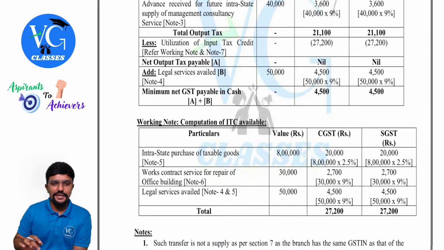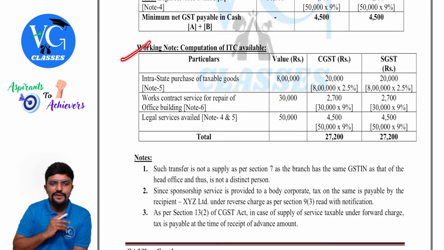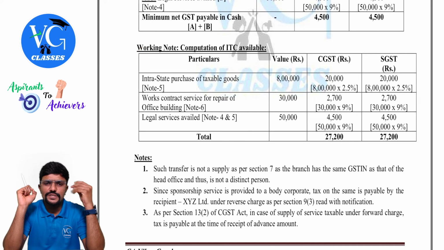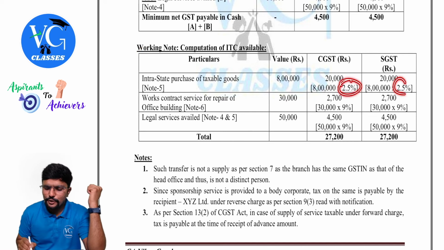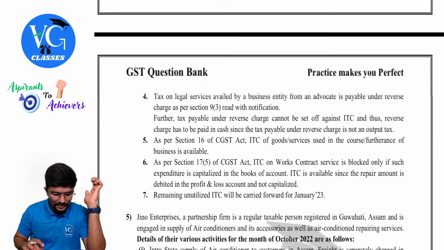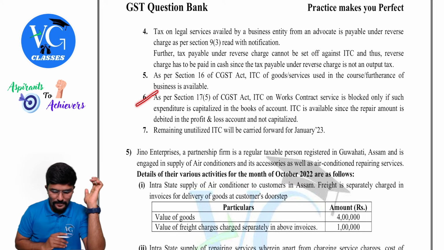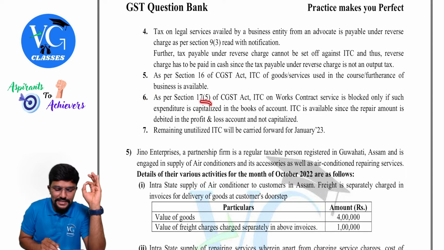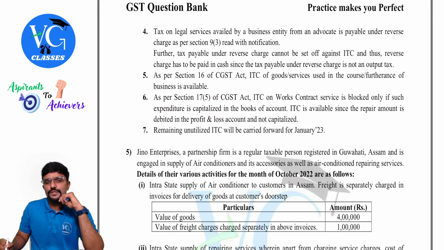Now coming to the credit part. First, let us see that. I have done it by way of working note. Intrastate purchase of taxable goods, credit is available. For goods, 2.5, 2.5, CGST, SGST. Next, works contract service for repair of office building, as it is treated as revenue. I have given a note, 6th note you can see. As per section 17 subsection 5, ITC on works contract service is blocked only if such expenditure is capitalized in the books of accounts.